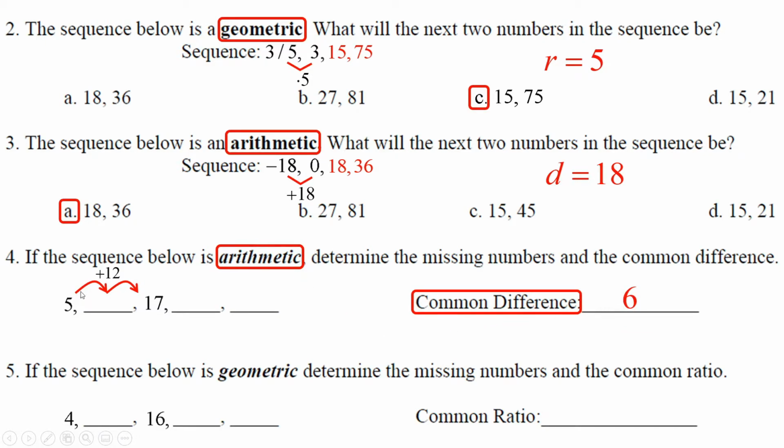Let's see if this works. 5 plus 6 is 11. 11 plus 6 is 17. 17 plus 6 is 23. And 23 plus 6 is 29. Nice, that's it. So number 5, if the sequence below is geometric, determine the missing numbers and the common ratio.